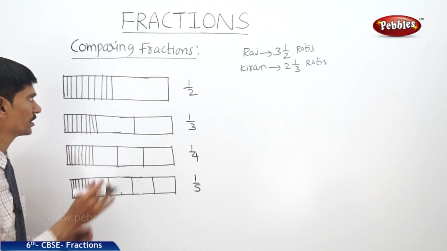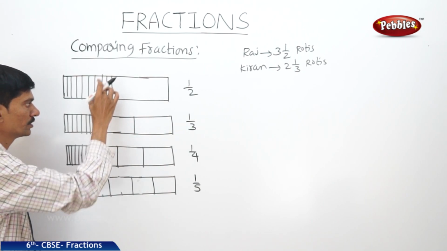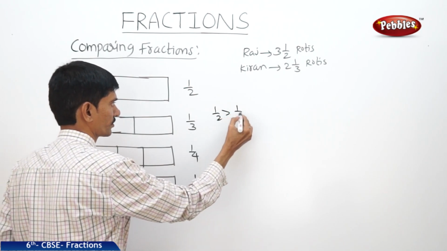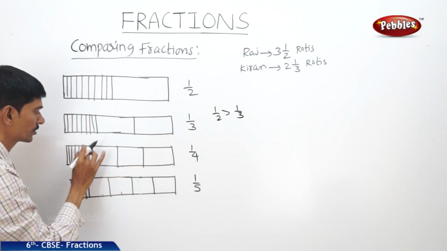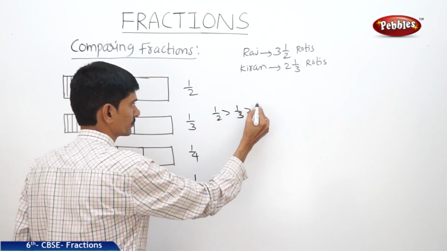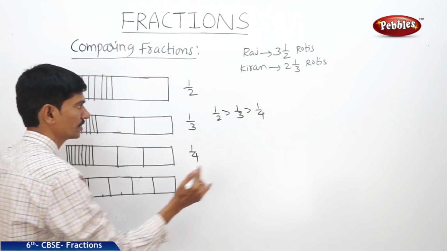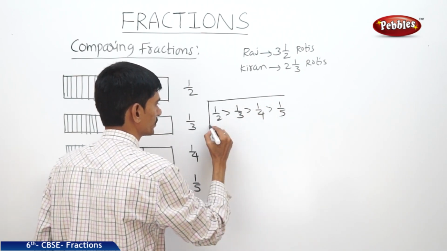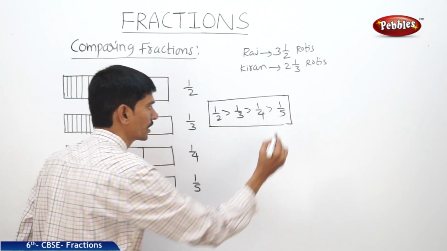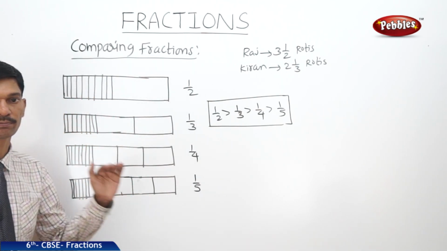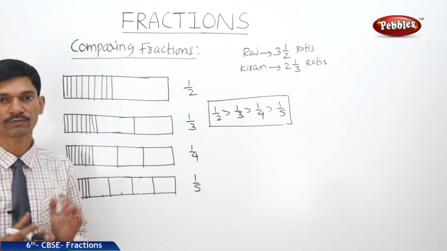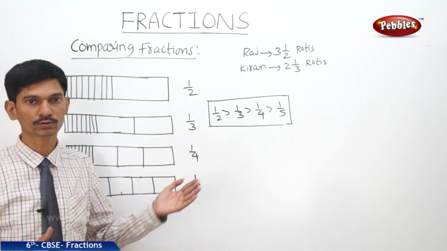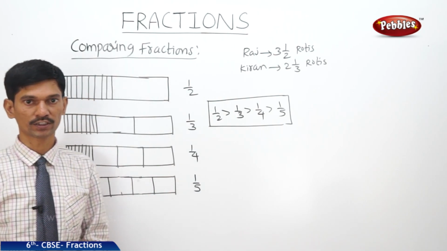Now here we can say that 1 by 2 is more than 1 by 3, and 1 by 3 is more than 1 by 4, and 1 by 4 is more than 1 by 5. But each time we cannot draw the rectangle and we cannot divide into equal parts and we cannot compare. So then how to compare the fractions? So first let us learn how to compare like fractions, then we will go to the comparison of unlike fractions.